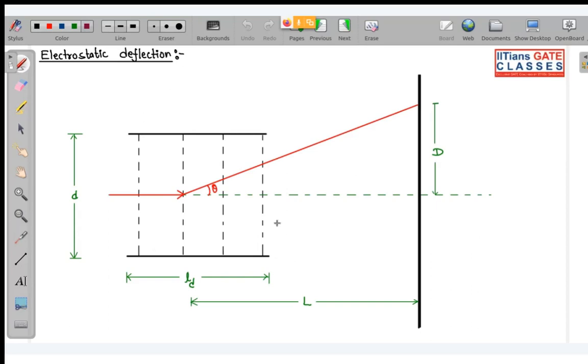Now to this horizontal plate, we are going to apply different voltages. The first voltage is your VD. So to this plate I am giving VD. Now what is this VD? VD is basically your deflecting voltage.